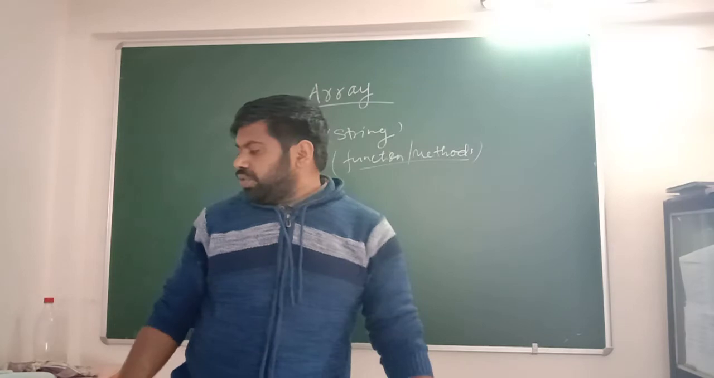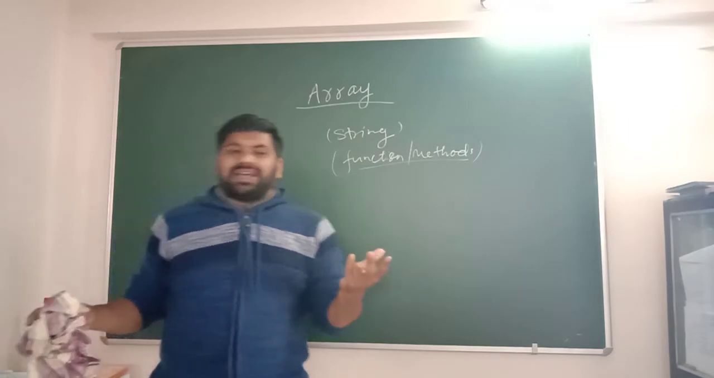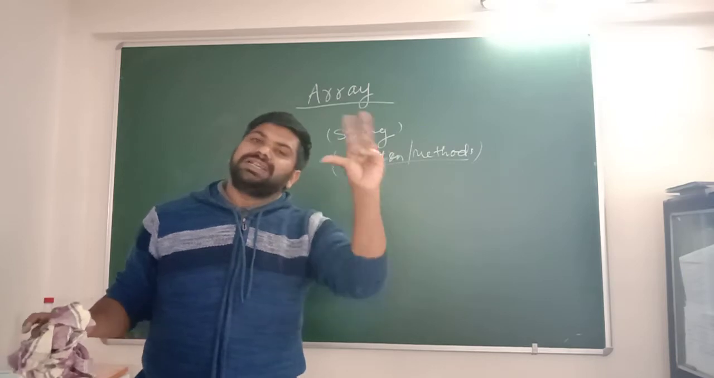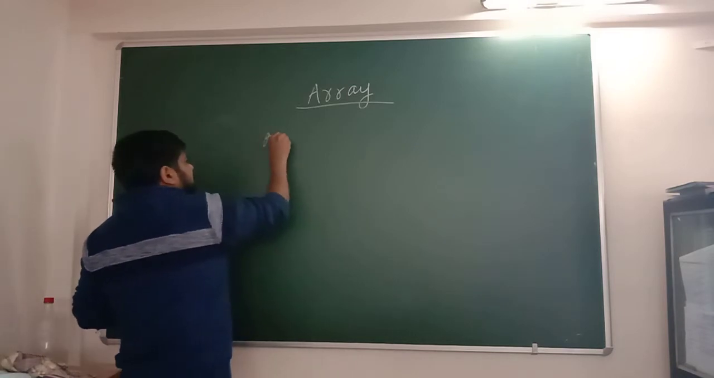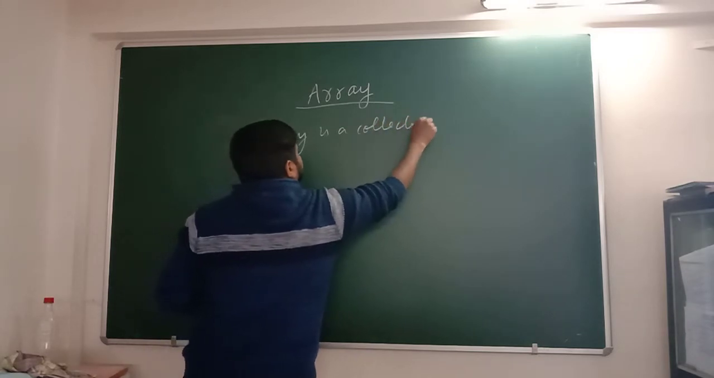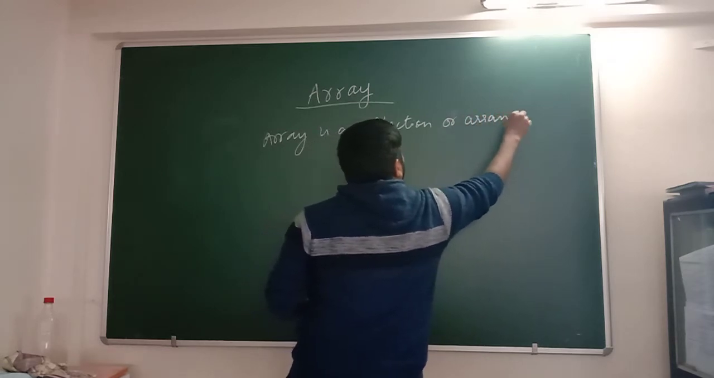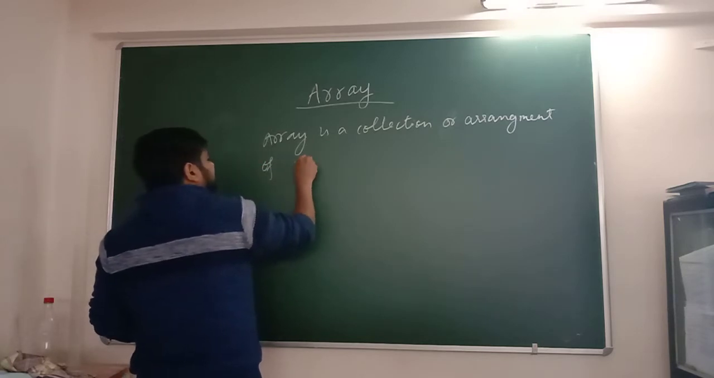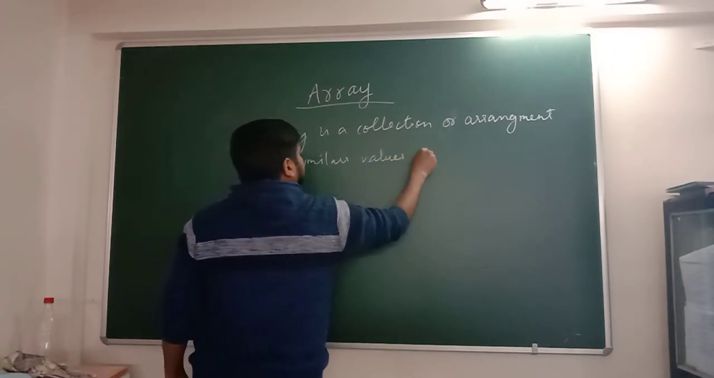So a definition comes to you all. What is an array? A question rises in the brain: what is an array? The simple thing is that an array is a collection or an arrangement of values inside the system. For example, you can write it down: an array is a collection or arrangement of similar values in the system.